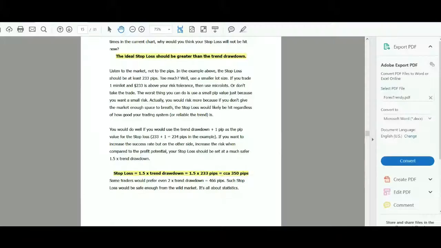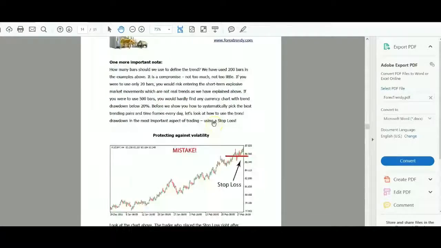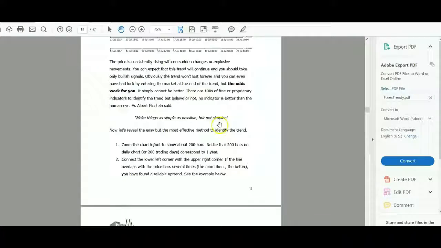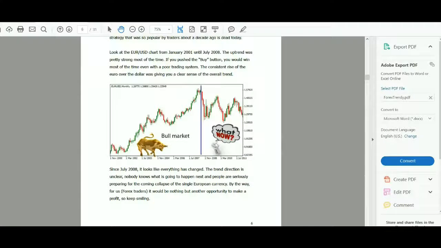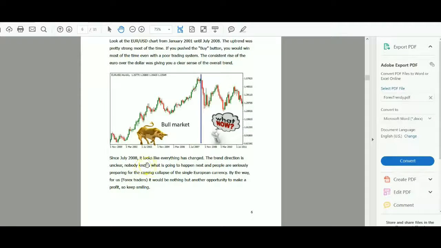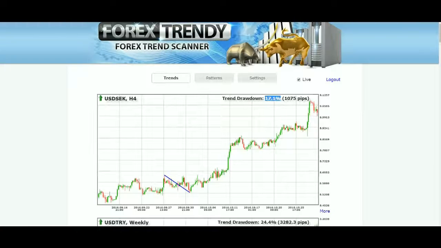Oh yeah, one thing I forgot to mention is, with the membership site, you also get an ebook which teaches you how to use the membership site. And it'll tell you things like, okay, less than 20% drawdown is okay. Less than 15% is much more reliable. Less than 10% is very rare, but more reliable still.